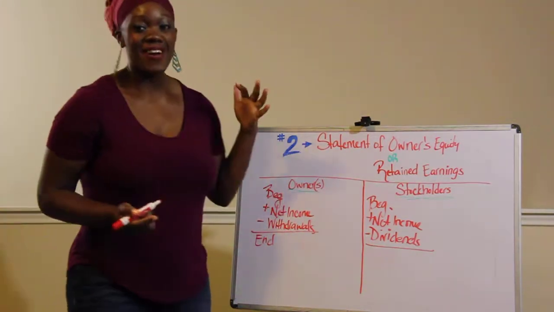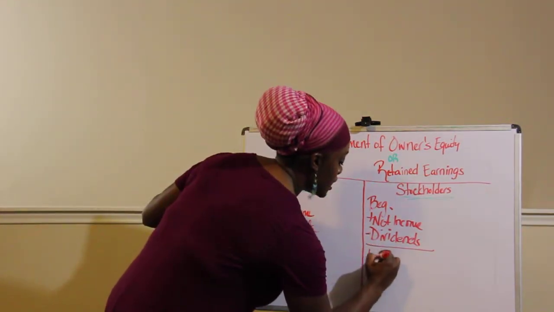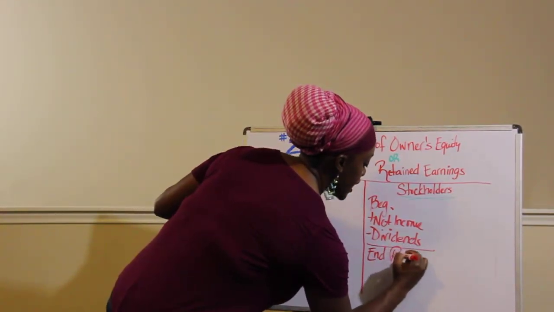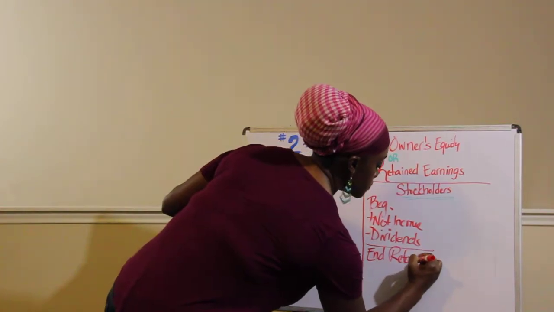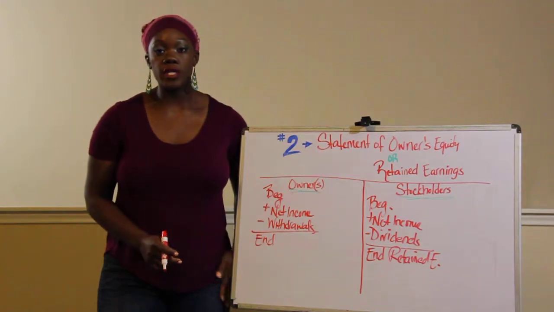All right, so anyway, we're going to subtract out our dividends, and then that's going to get us to that same point, that ending retained earnings number. All right, so that's going to give us our ending retained earnings.